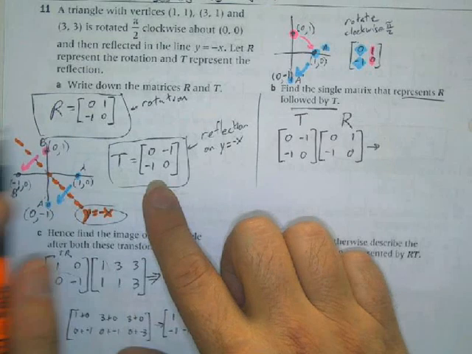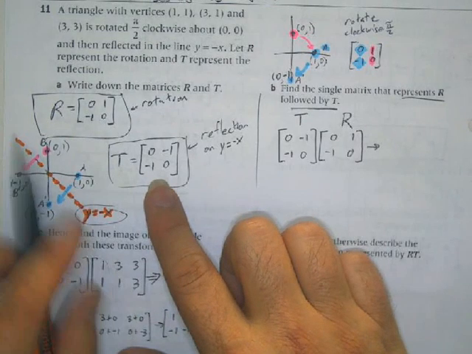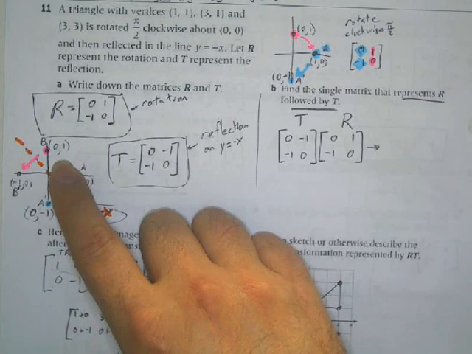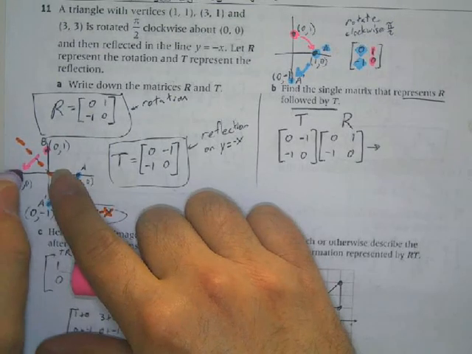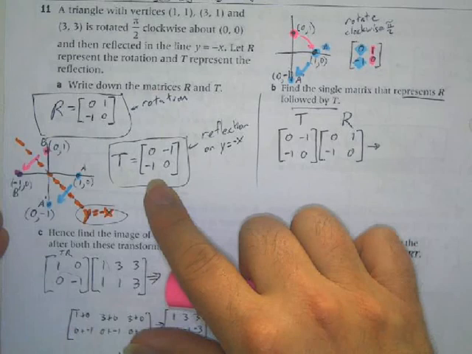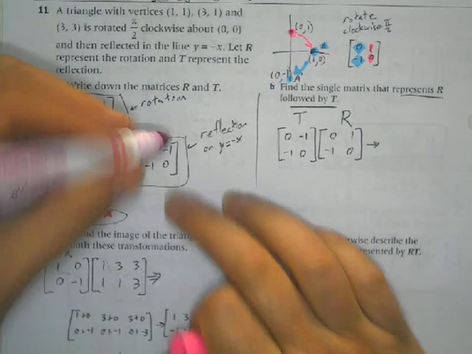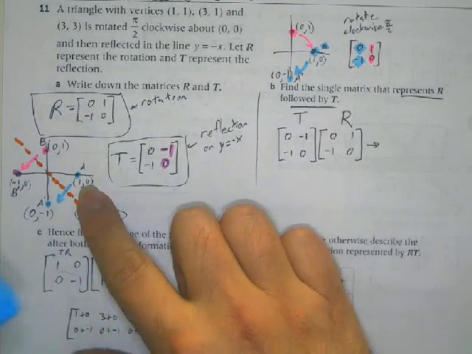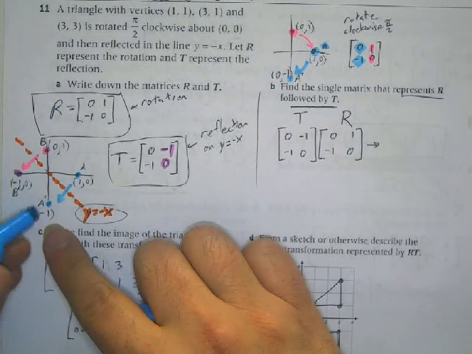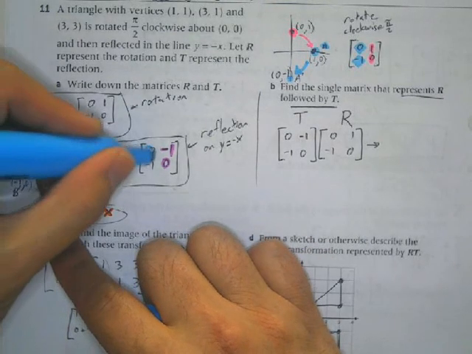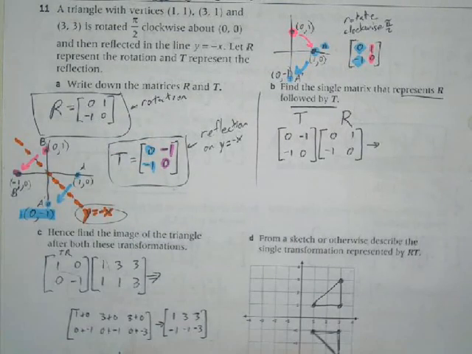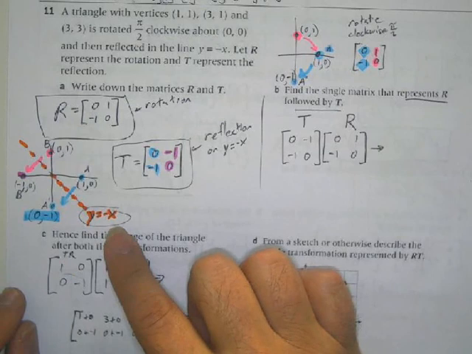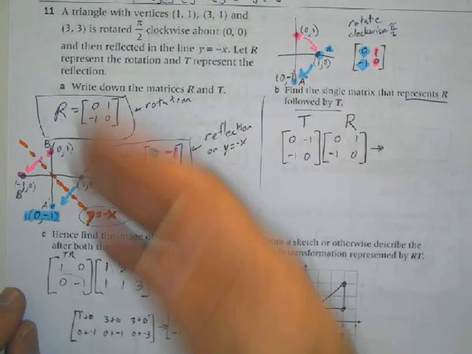Okay, if I'm going to reflect on the line y equals -x, this point right here, 0, 1, the new point here is going to be -1, 0. And if I take this point here, 1, 0, the new point is going to be here at 0, -1. Okay, and so when I reflect it on the line y equals -x, that's where it's going to be.